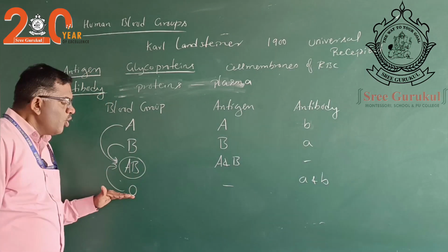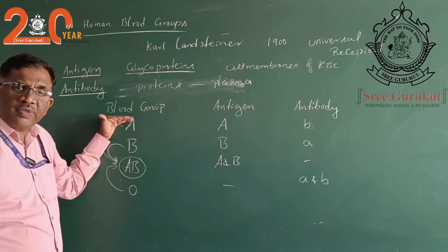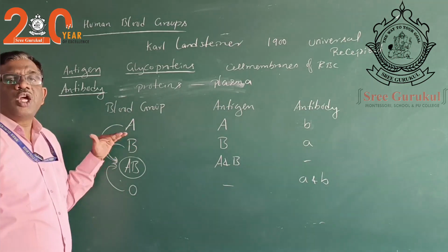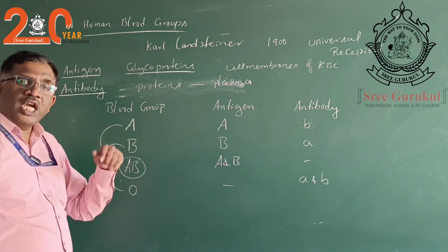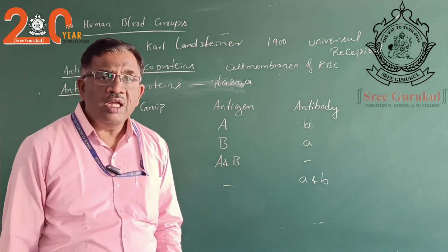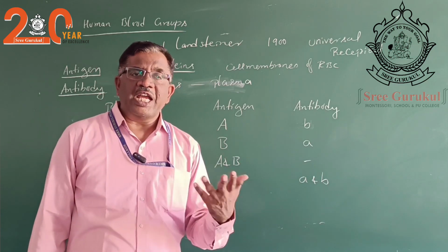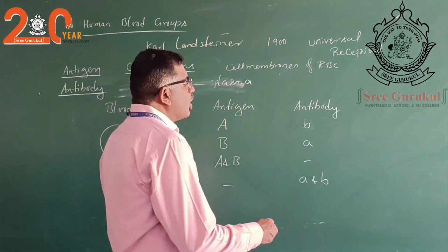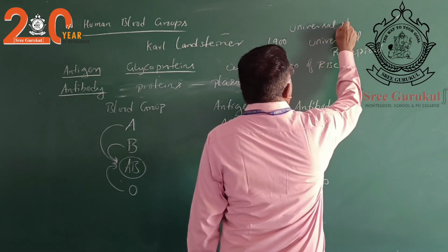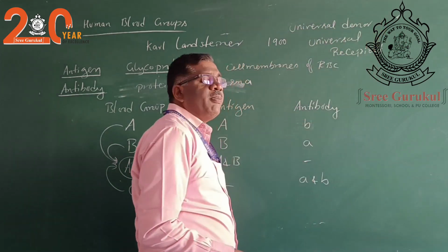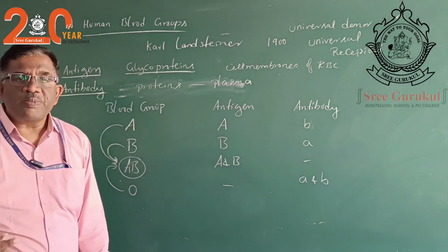But O blood group can donate to A, to B, to AB, and also to O. Hence O blood group is called the universal donor. AB blood group is called the universal recipient.